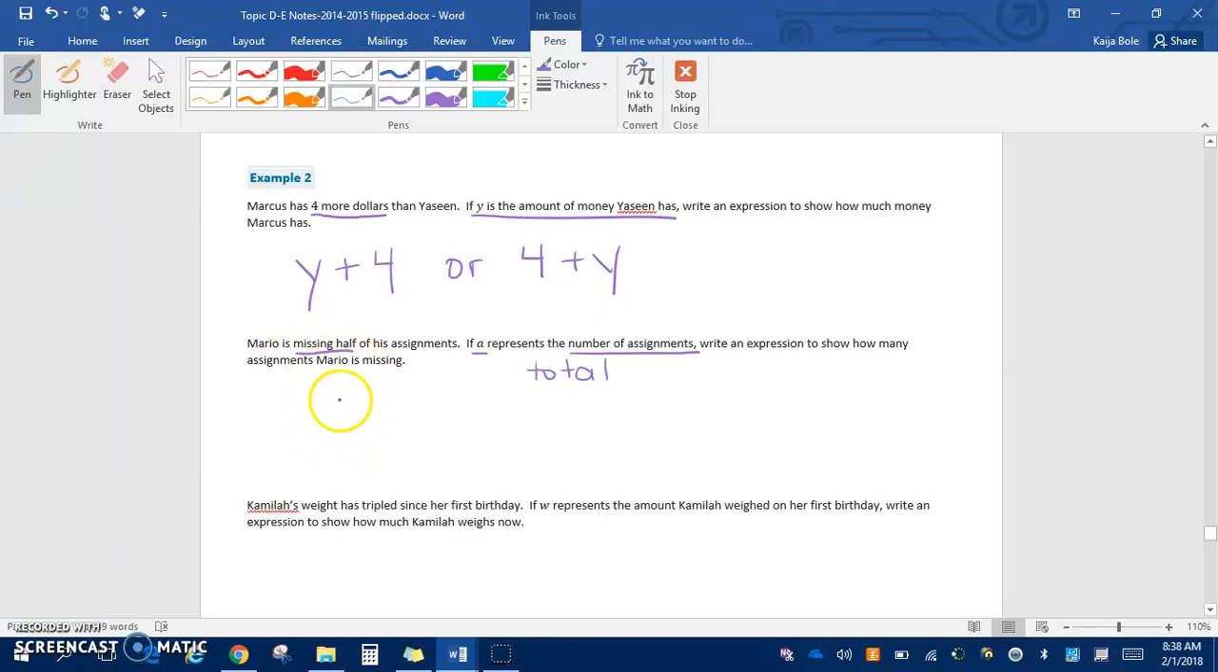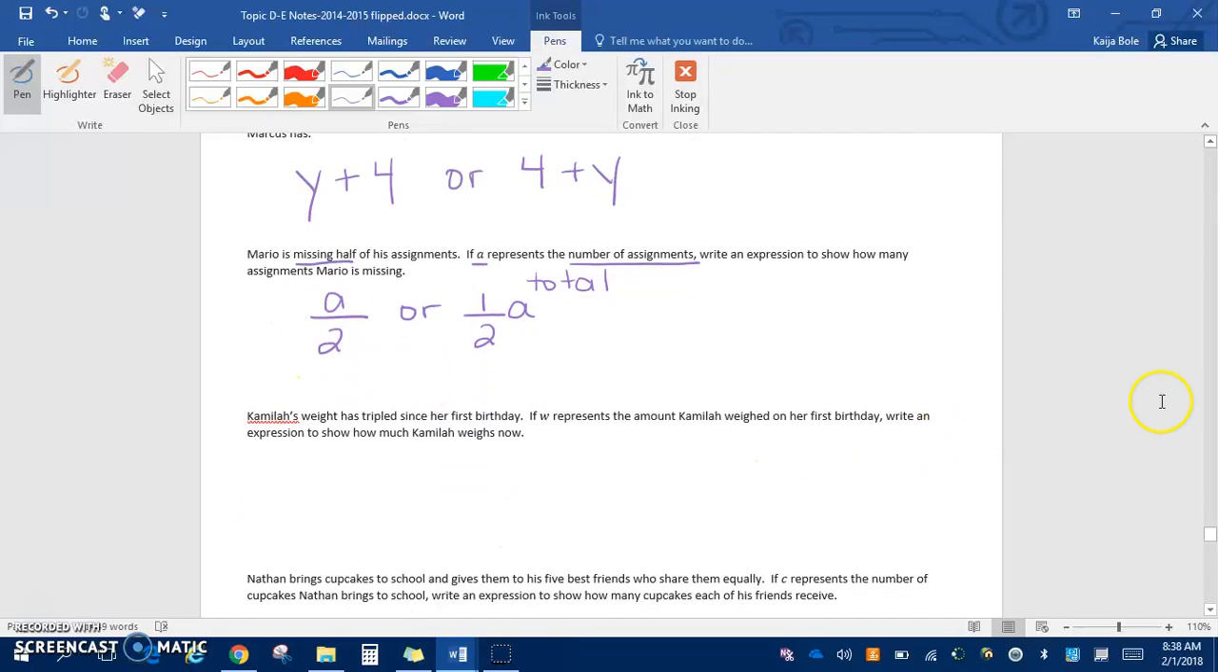So if he's missing half, we're going to take that total A and we're going to divide it by 2. Or you could write it, this is the same thing as 1/2 times A. Alright, because remember we always have that 1 in front of the A here.